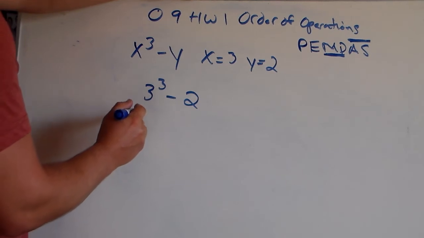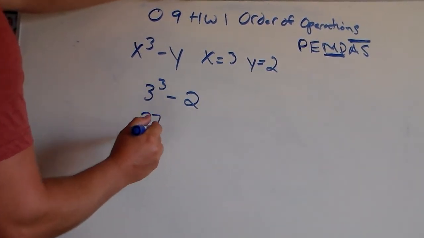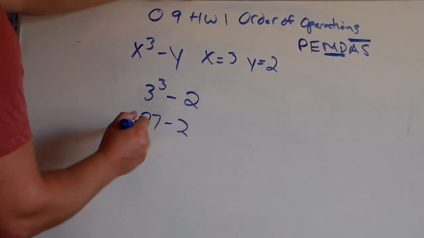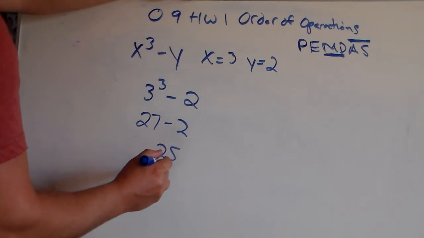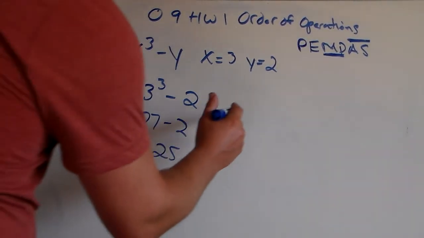3 to the third, well that's 3 times 3 times 3, which is 27. You can put that into the calculator. Then minus 2. 27 minus 2 gets us 25. And that's our answer for problem number 7, which is C.